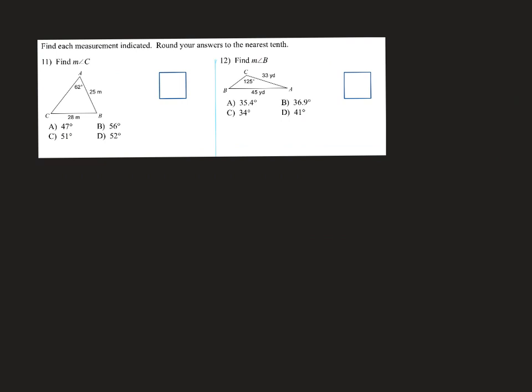When you get to 11 and 12, you're asked to find the measurement of the indicated piece. So in this case, I'm trying to find angle C, right here on number 11. Now, the first thing I notice about this problem is these are not right triangles. The only thing I know for sure is that angle A is 62 degrees, the side opposite of A is 28, and the side opposite of C is 25. This is a perfect setup for the law of sines.